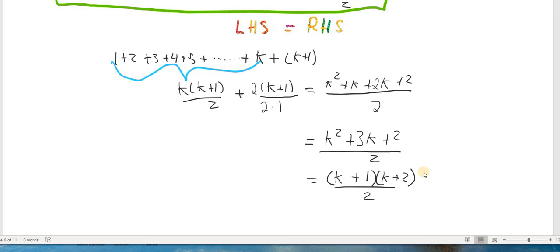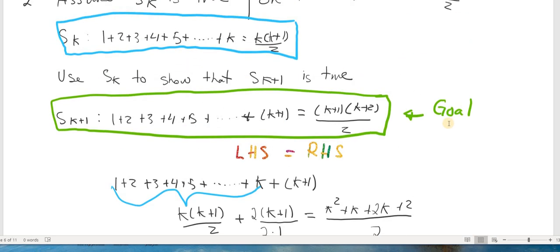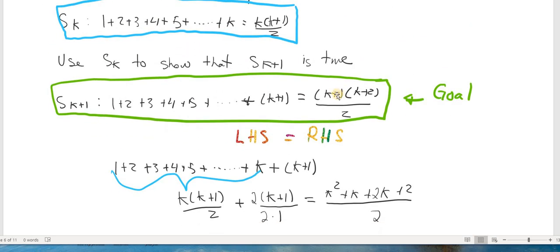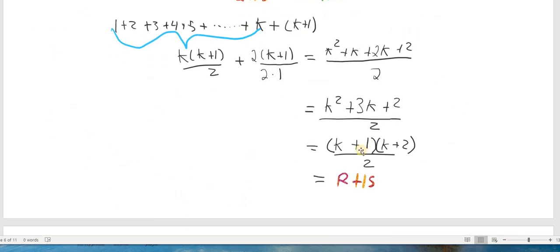Well, what did we end up with? Remember that we started on the left-hand side? We were supposed to make it look like the right-hand side. Did we do that? Yes, we did. This is the right-hand side. Let's go back. The goal was to have k plus 1, k plus 2 over 2, and that's exactly what we needed. Okay, so guess what? We're done.